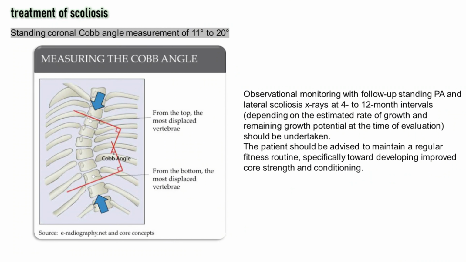Standing coronal Cobb angle measurement of 11 degrees to 20 degrees. Observational monitoring with follow-up standing PA and lateral scoliosis X-rays at 4 to 12-month intervals, depending on the estimated rate of growth and remaining growth potential at the time of evaluation, should be undertaken. The patient should be advised to maintain a regular fitness routine, specifically toward developing improved core strength and conditioning.